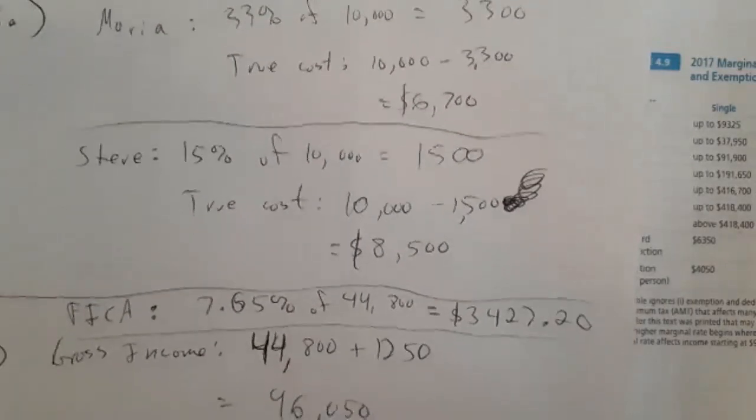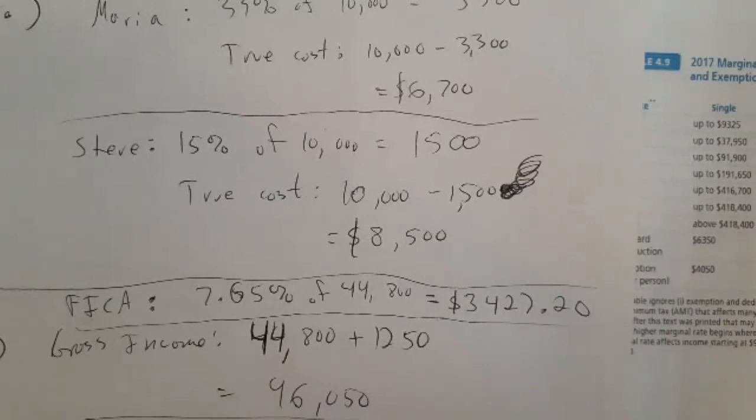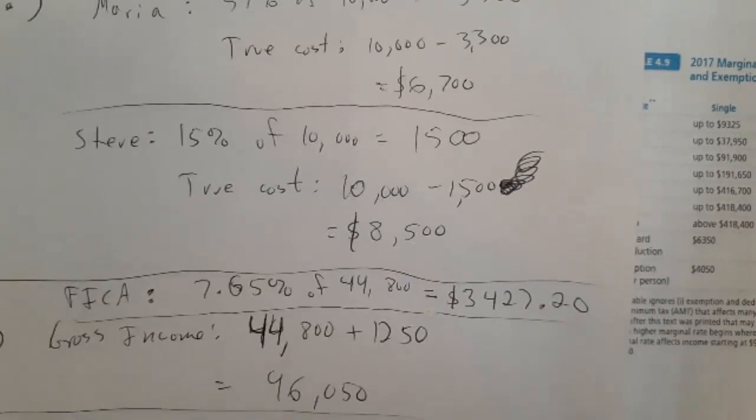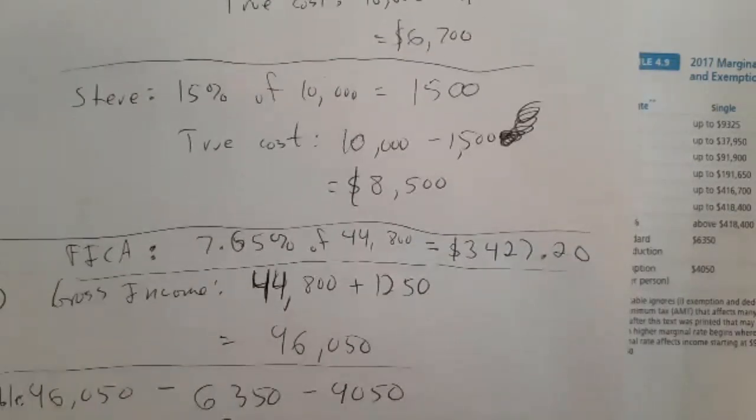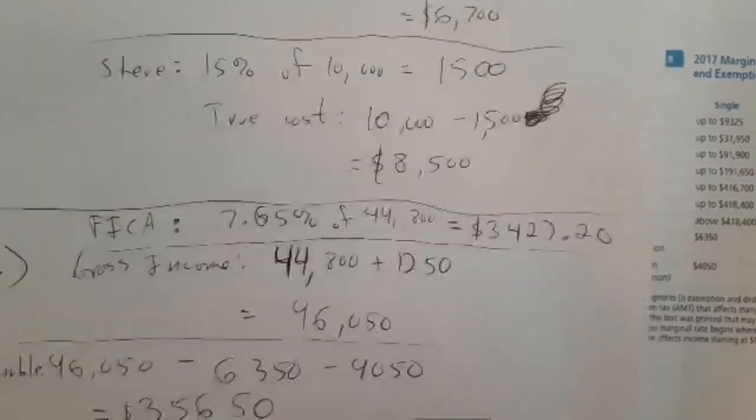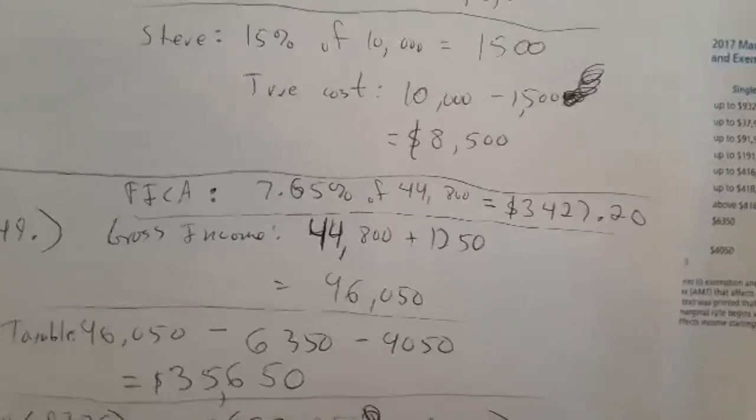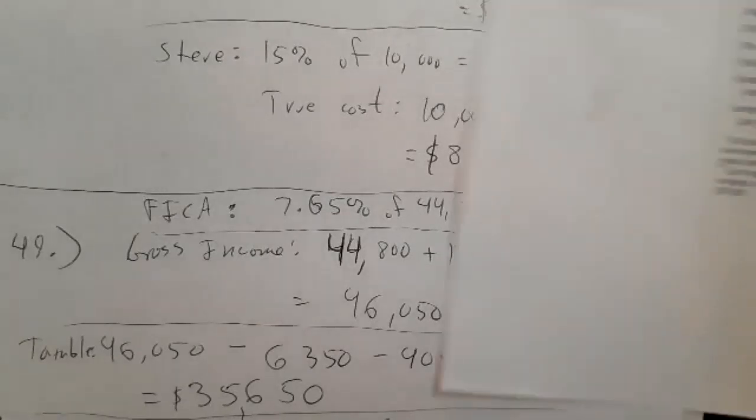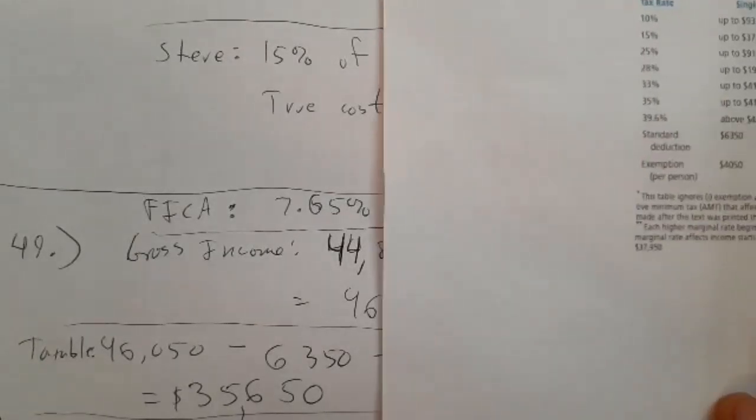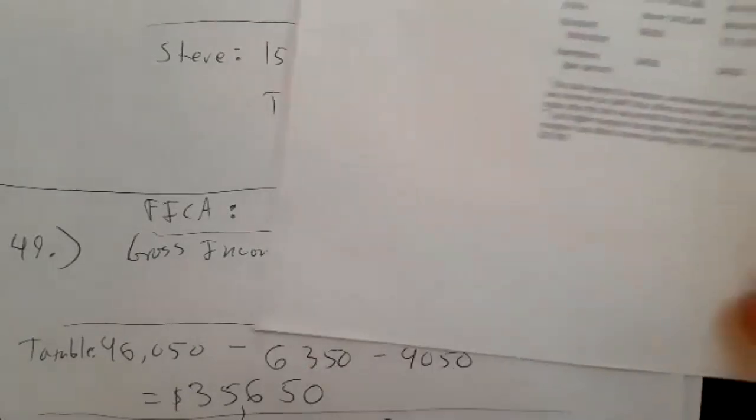Hoping you're getting this for your gross income, 4650. Gross income. Subtract your standard deduction and exemption. I'm hoping you're doing your taxes on that amount, 35,650. I'll put these both.